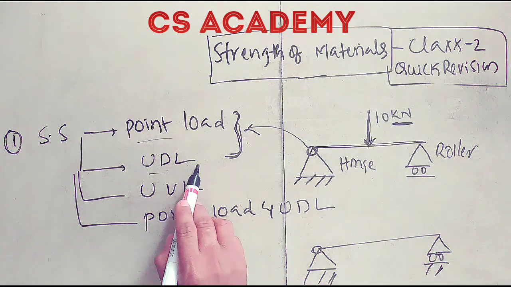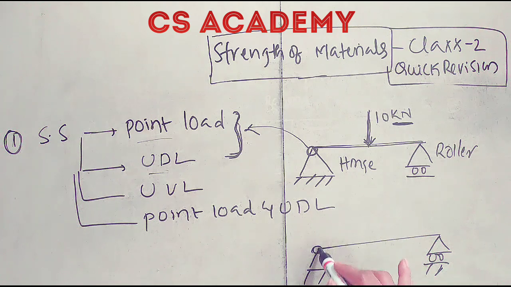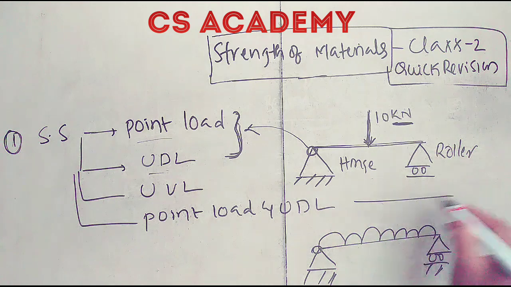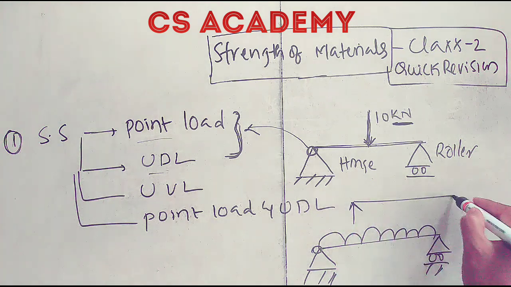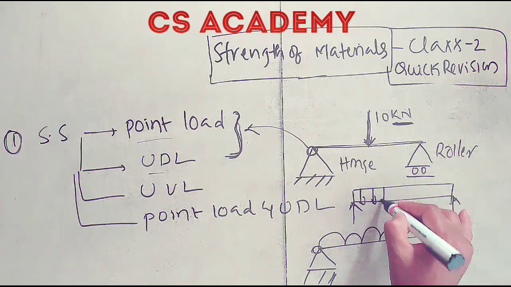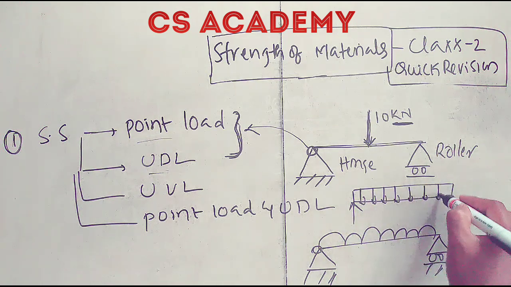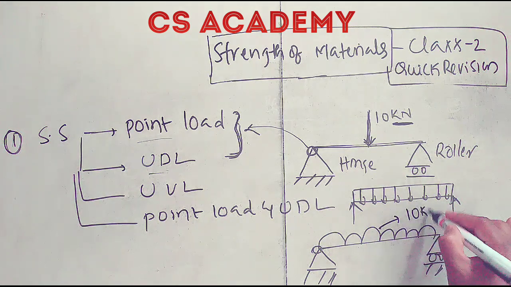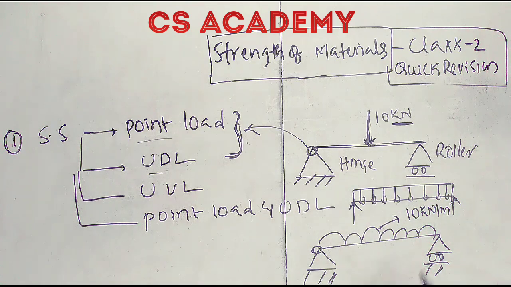This beam is combined with a UDL. See here, this is a UDL. Some people represent it as a rectangle. This is also a UDL, but here the units will be 10 kilonewton per meter. You have to represent it like this because per meter, this much amount of load will be acting. Per meter, 10 kilonewtons of load will be acting.